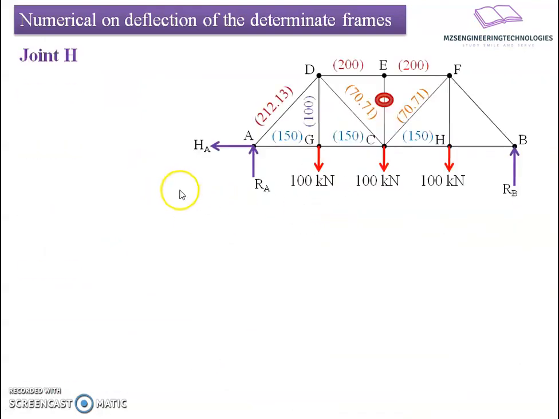If I analyze joint number H, the free body diagram works out to be here, four forces. FCH is known to us, and 100 kilonewton is the applied load.